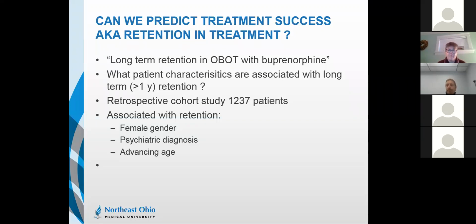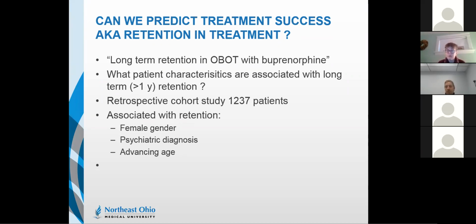So the researchers picked a year as the time frame that they would like to look at, and ask the question, what patient characteristics are associated with long-term retention? It was a retrospective cohort study, so not the strongest design, but you could see there were a good number of patients in it. And here's what they found, and you might reflect on whether you would expect this or not, from your own patient population.